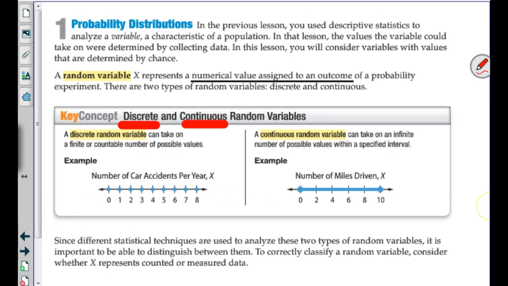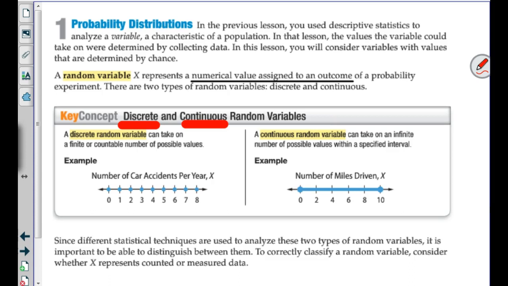All right, new vocabulary. Ready? When we talk about probability distributions, it's going to talk about what's called a random variable, and that concept is really confusing, but basically it represents a numerical value assigned to some kind of an outcome. So if I ask, well, here's some examples. It just says, can take on either a discrete or continuous random variable.